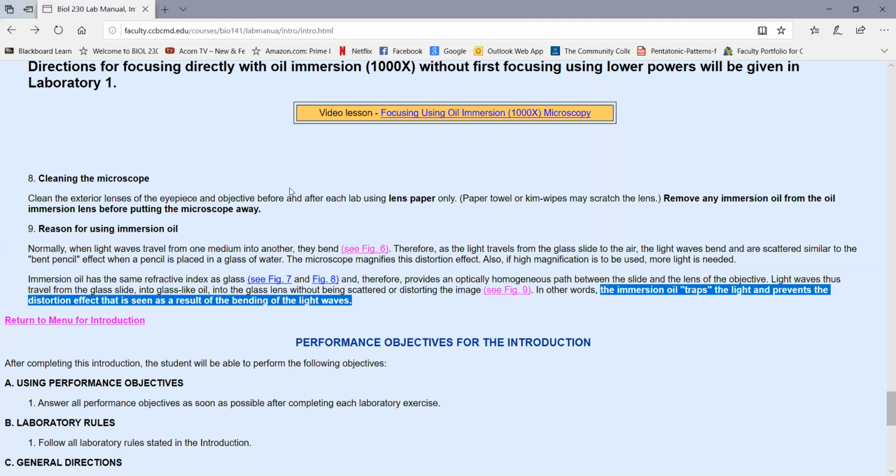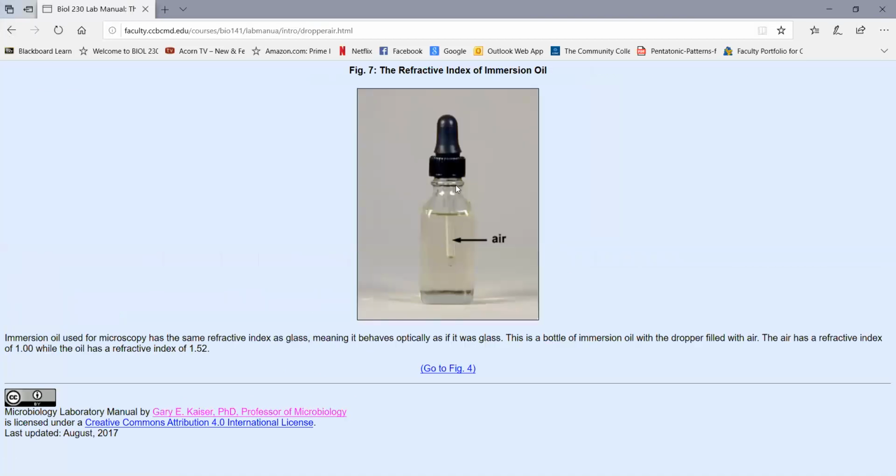And we can see that if we look at a bottle of immersion oil in figure 7. Here's a dropper bottle with a dropper in it. And this is immersion oil inside. But right now, that dropper is filled with air. There's no oil in it. And so when the light goes from glass into glass like oil into the glass dropper, but then hits air, it bends. And that bend creates the contrast we see here. So we can see the dropper clearly because it's filled with air. Air has a different refractive index from glass.